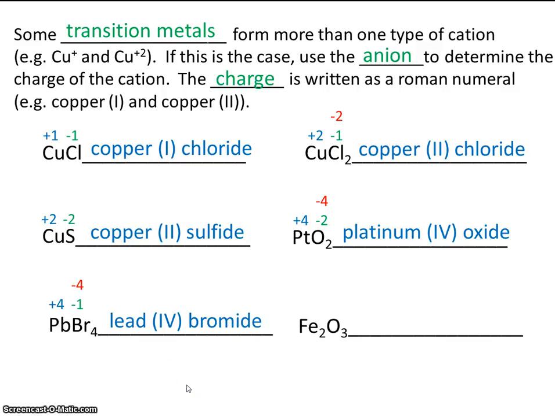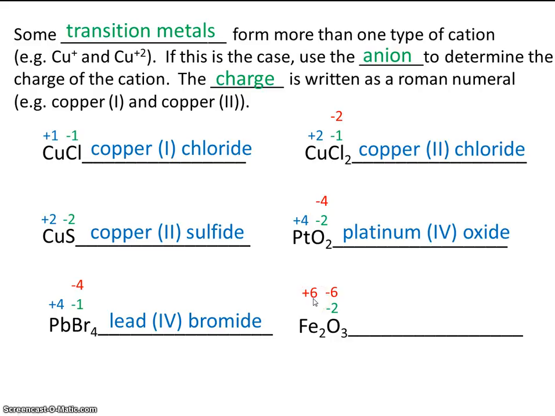Okay, let's do one more. You'll recognize iron as a transition metal. That means we need to say what the charge is. To help us figure out the charge, once again, we use the anion. And the anion here is oxide, which always has a charge of -2. But we have 3 oxides. So that's a total charge of -6. That means our positive charge has to be +6.